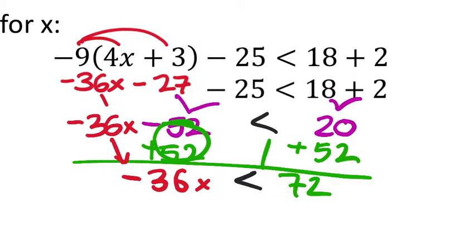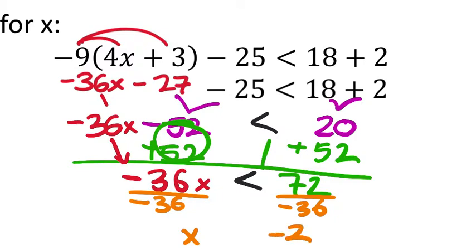But now that we got that, we're just going to divide both sides by -36 to make the coefficient of x a phantom 1. So I got x, 72 divided by -36 is -2. But in this case, we did divide both sides by a negative, which will flip this inequality. So now x is greater than -2.